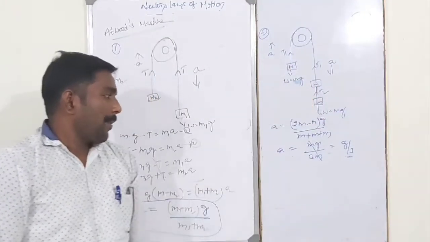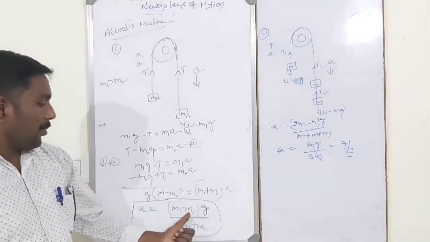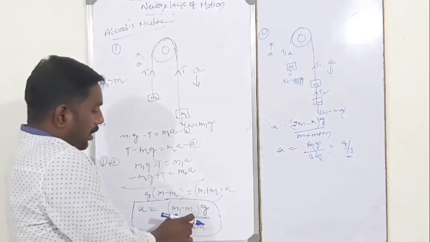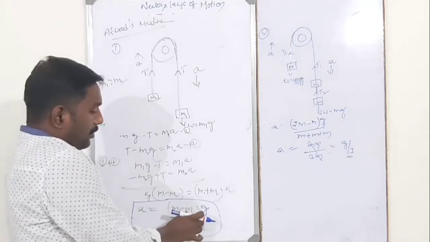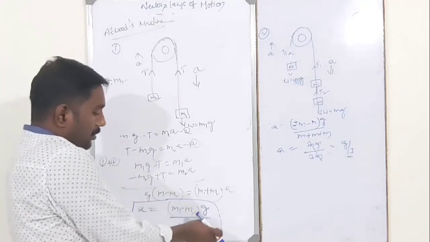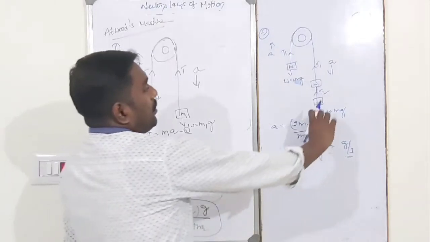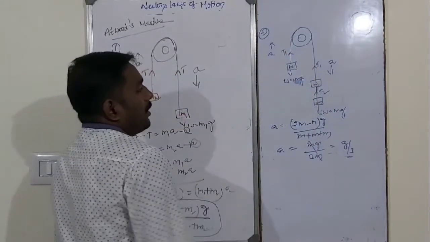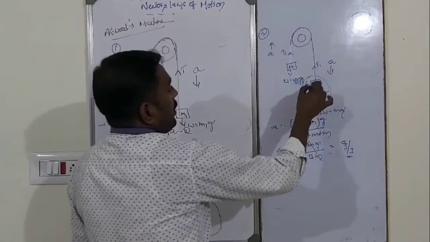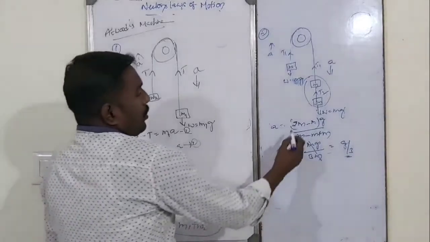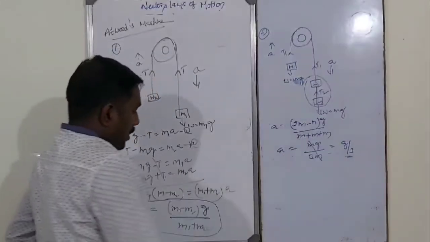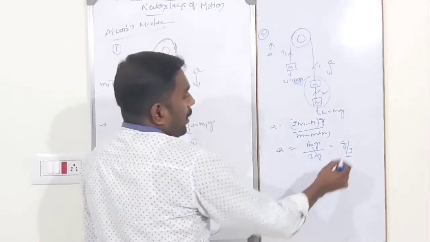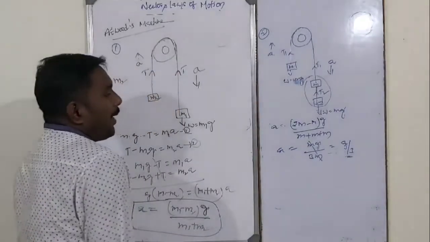Three masses. In this case, A is equal to M1 minus M2 into g by M1 plus M2. Since M1 is greater here, simply M1 minus M2 into g divided by M1 plus M2. These two masses, m plus m, are the heavier side, so just like that 2m mass. So 2m minus m into g divided by the same total mass, but in this case 3m. m gets cancelled. This is g by 3.